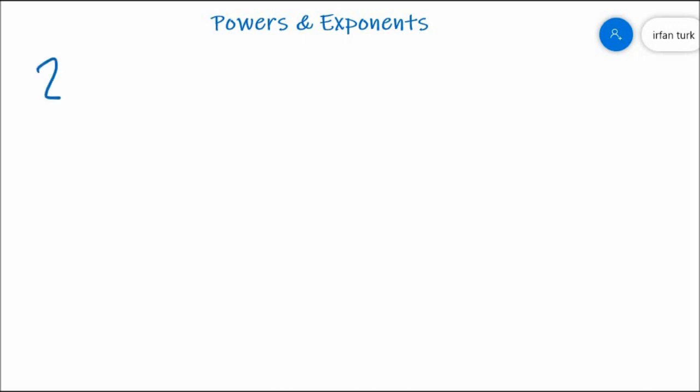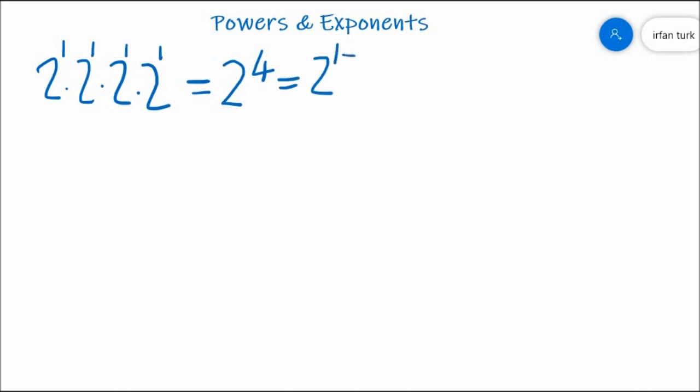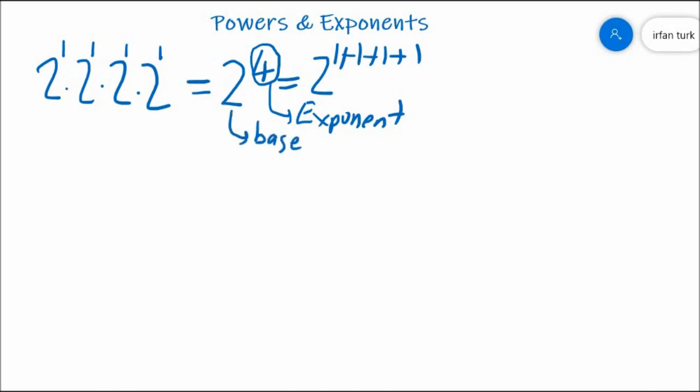Let's say we have 2 times 2 times 2 times 2. There are how many 2's? 1, 2, 3, 4. So this is going to be equal to 2 to the power of 4. Actually, what we do here is, because of the numbers at the top, we add them up: 2 to the power of 1 plus 1 plus 1 plus 1, which is equal to 2 to the power of 4. Here, we call this number the exponent, and this number is called the base, and then the whole term is called the power.